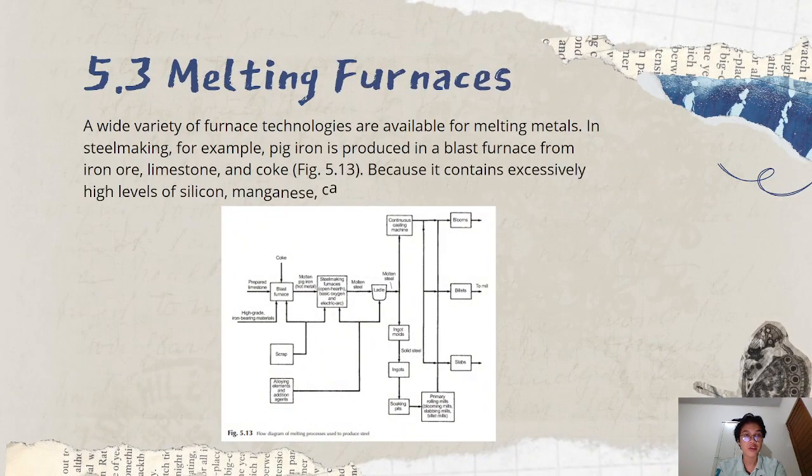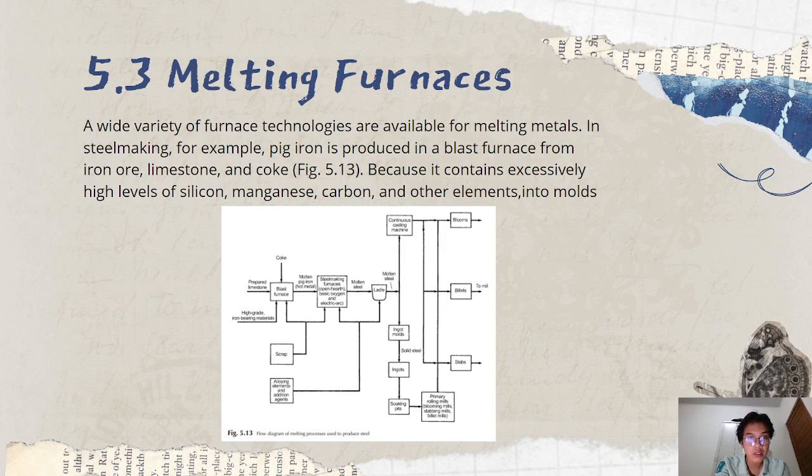In 5.3, melting furnace, a wide variety of furnace technologies are available for melting metals. In steel making, for example, pig iron is produced in a blast furnace from iron ore, limestone, and coke. In figure 5.13, you can see the picture. This is prepared limestone in the blast furnace with coke and molten iron, producing high-grade iron materials.